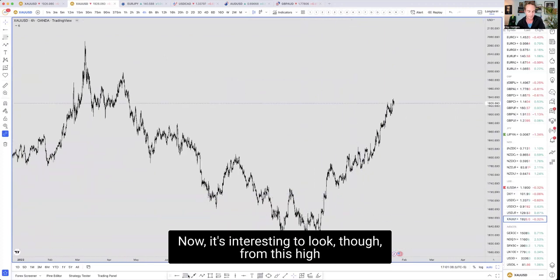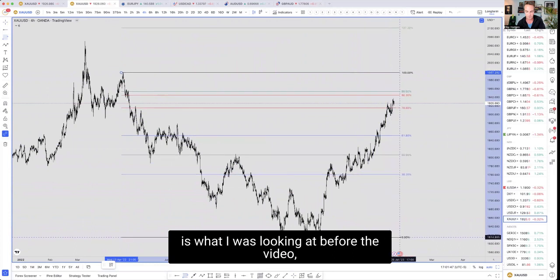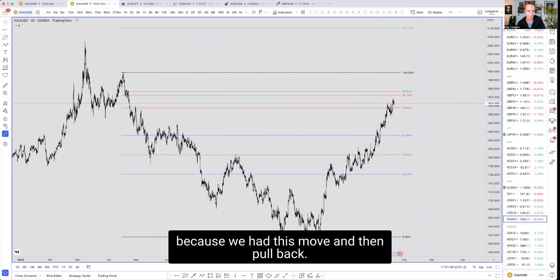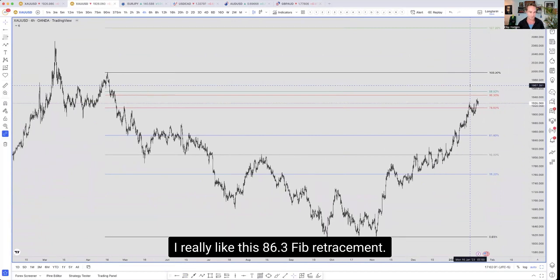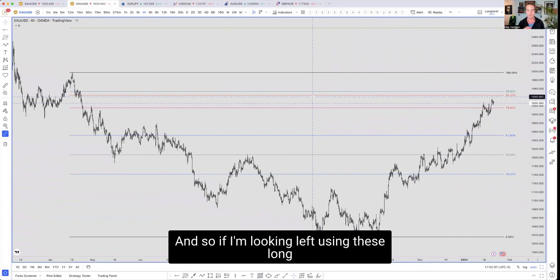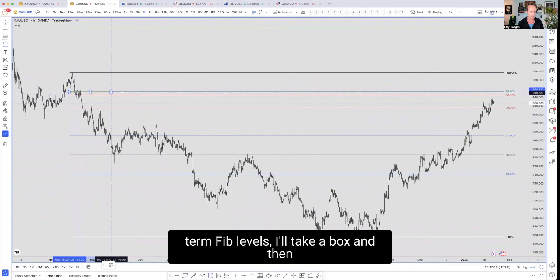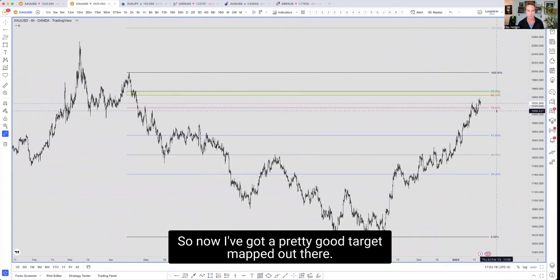Now it's interesting to look from this high here. If you discounted that high, and this is what I was looking at before the video, because we had this move and then a pullback, I'm not saying that is the definite high, but we're approaching some interesting levels. I really like this 86.3 Fib retracement. If I'm looking left using these long-term Fib levels, I'll take a box and box out what this might look like. So now I've got a pretty good target mapped out there.